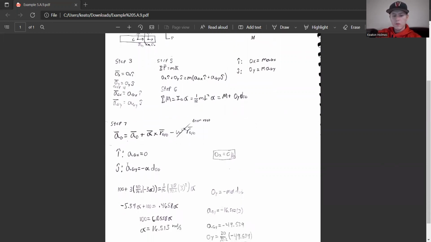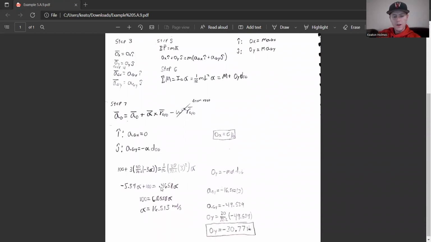And then from those, we can figure out using this equation over here that our OX is going to be 0. So it's not going to have a reaction in the X direction. So then solving for AGY to plug into this equation, but first we have to solve for alpha, which is done here. So alpha equals 16.53 rads per second.